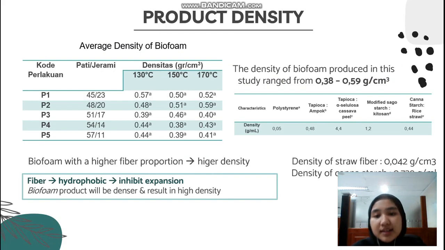Product density. The density of biofilm produced in this study ranged from 0.38 to 0.59 gram per cubic centimeter. If we compare with styrofoam, the density was higher, but compared with other research it is comparable or lower. Biofilm with a higher fiber proportion has a higher density, because the fiber is hydrophobic and may inhibit expansion, so the biofilm product will be denser.